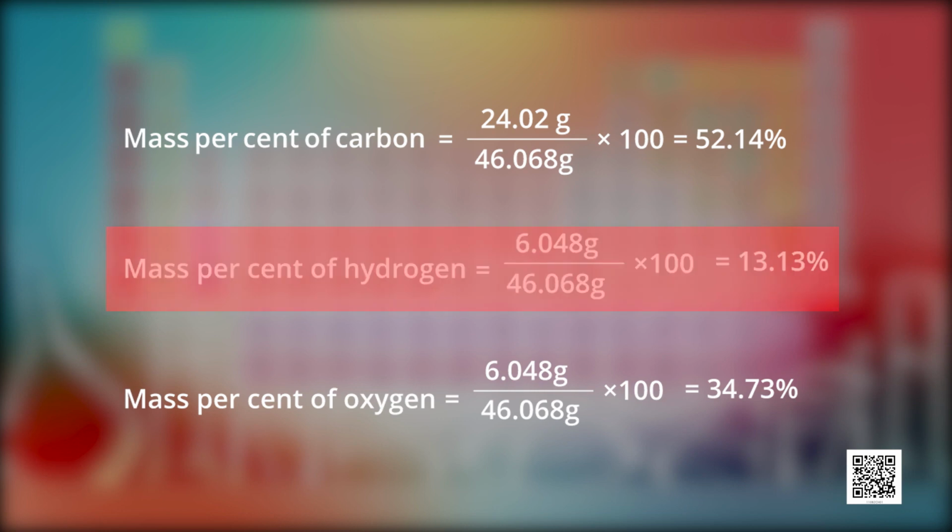52.14%. In the same manner, we will calculate the mass percent of hydrogen. Mass of the hydrogen upon total mass multiplied by 100 and we will get 13.13%. In the same manner, we will calculate the mass percent of oxygen. It is mass of the oxygen upon total mass into 100 and it is equal to 34.73%.